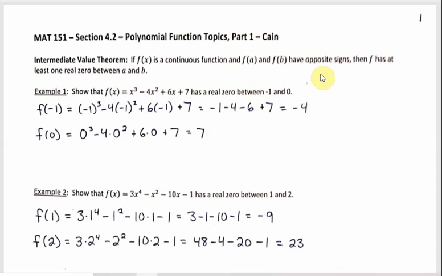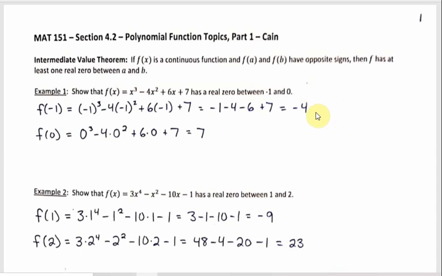So it's got to happen. And that's basically all that that's saying. It looks fancier without the graph, but that's basically the idea. I think that's easier to think about graphically. So for these two examples, to show that this f up here has a real zero between -1 and 0, or to show that this one has a real zero between 1 and 2, really all you would have to show is, like for example number 1, that f of -1 and f of 0 have opposite signs. That's all that you need.